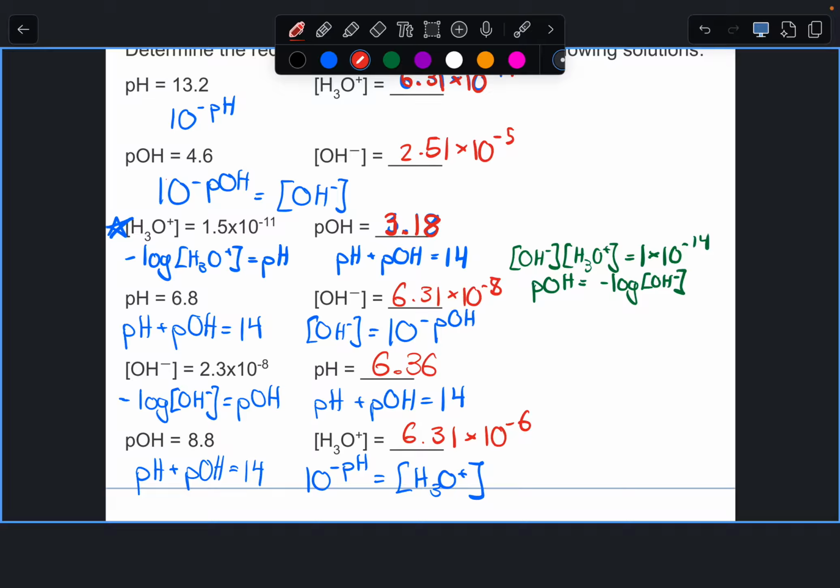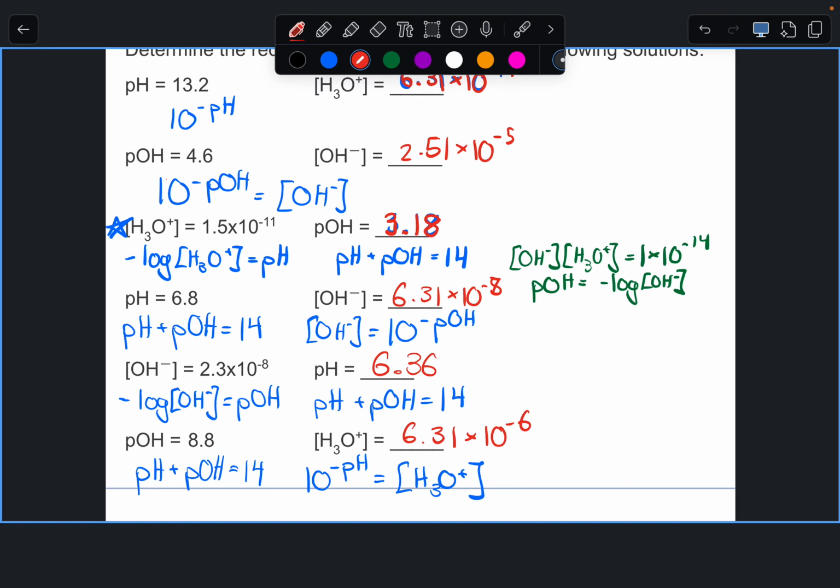A lot of the times, we're going to have a concentration of a weak acid and we need to know the pH. So we get the H3O plus and we find the pH. Or maybe you have an unknown solution, but you know the pH of it. You can work backwards, find the H3O plus, and that can help you determine what the acid is.